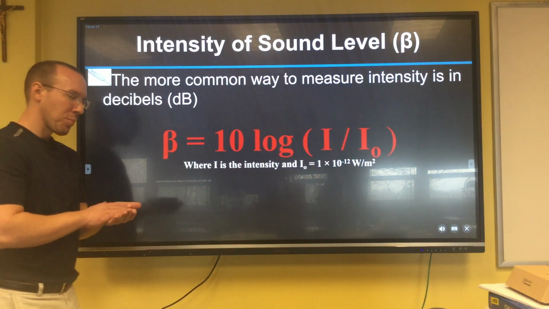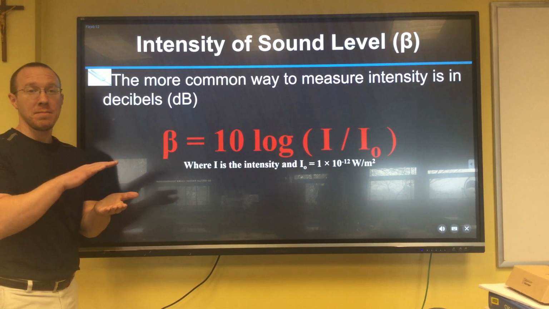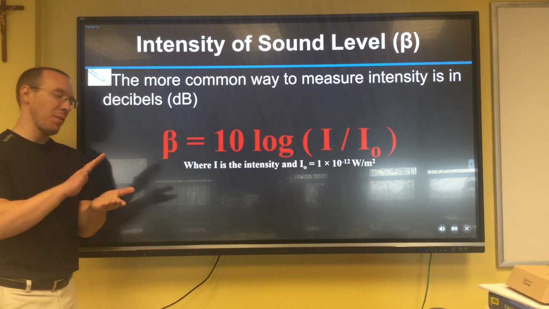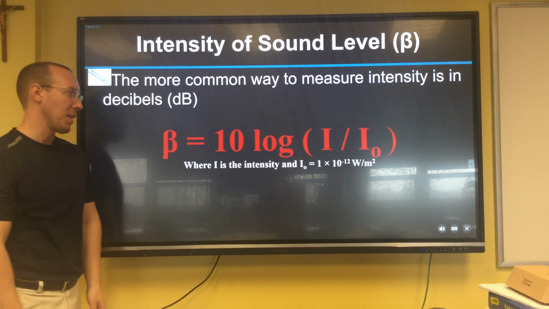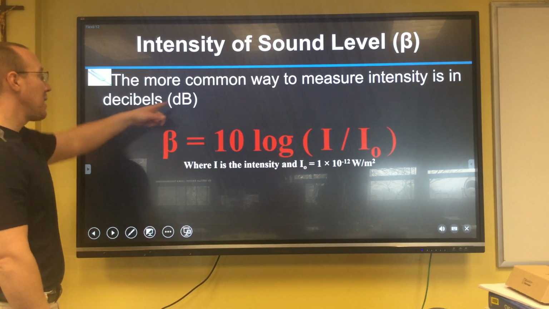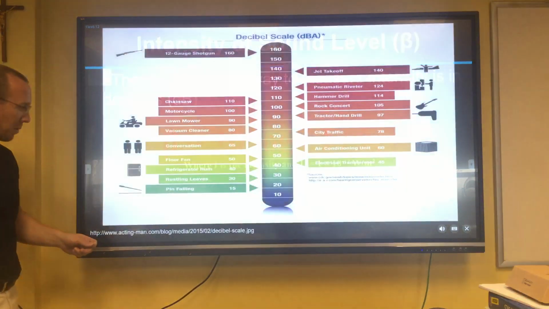So here's the thing. If we go from 0 to 10 decibels, it'd be 10 times greater. If we went from 0 to 20, it'd be 10 times 10, 100 times greater. That is a little d and a capital B, decibels.